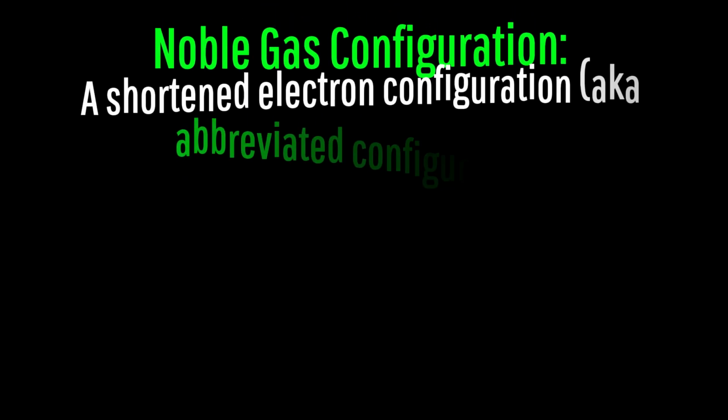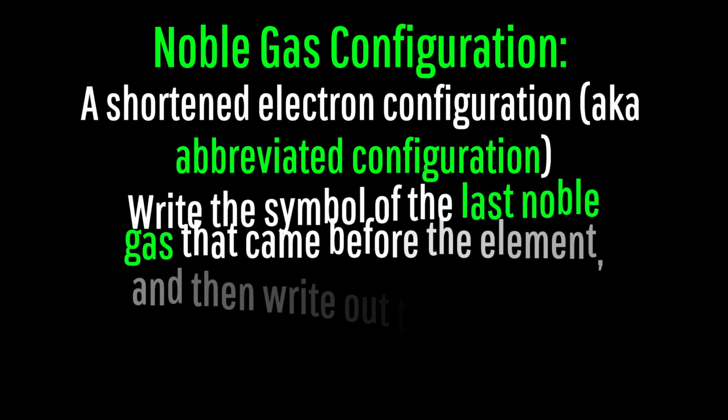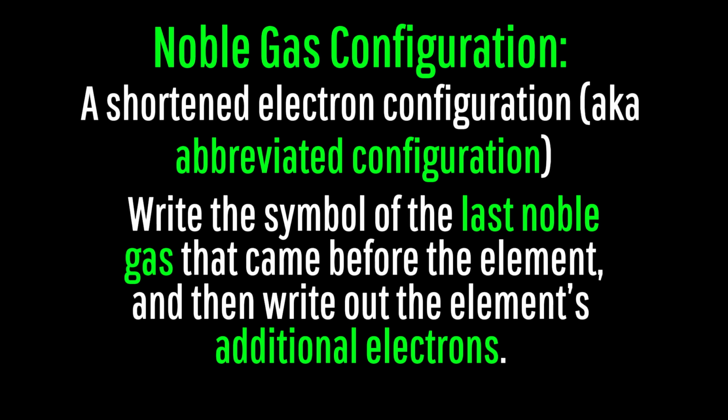Well, that's right, Steve. In chemistry, we call this arrangement of an atom's shells and subshells its electron configuration. For atoms that have a bunch of electrons, that would take a really long time to write out completely. So because of this, sometimes we use a shortened electron configuration called noble gas configuration, or abbreviated electron configuration. We do this by writing out the symbol of the last noble gas that came before the element, and then writing out the element's additional electrons.